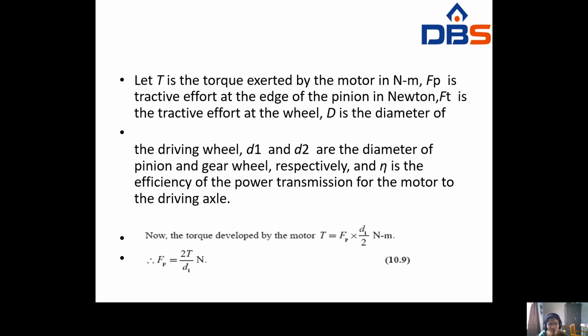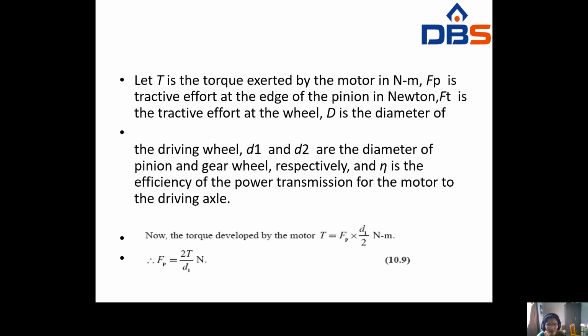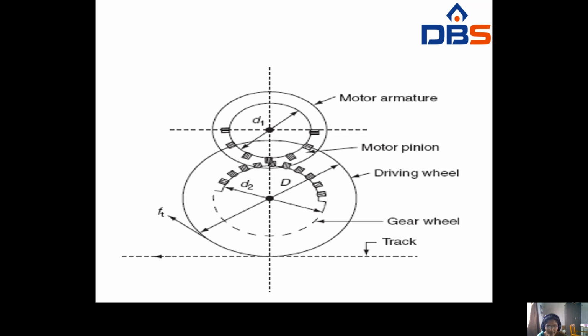Let T be the torque exerted by the motor in newton meters. Since the motor is a rotating one, there will necessarily be a torque. Let Fe be the tractive effort at the edge of the pinion in newtons. Fp is the tractive effort at the edge of the pinion.